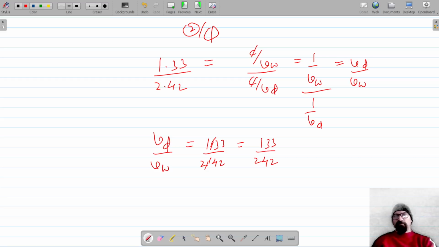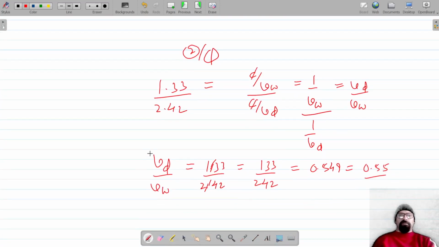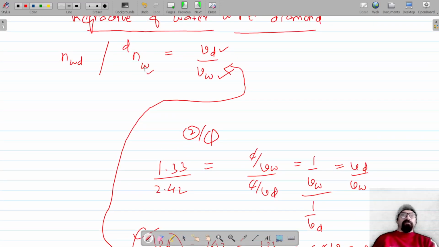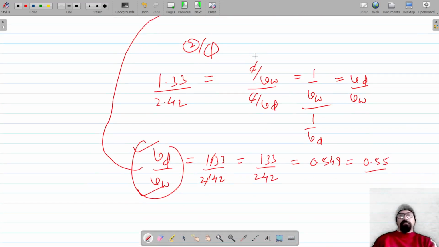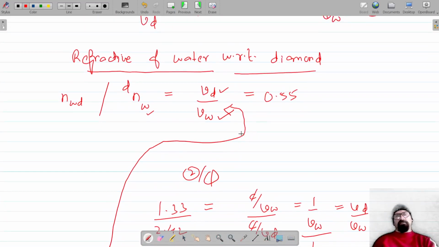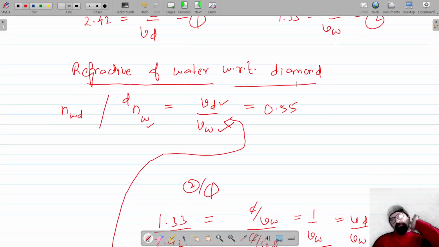So 133 divided by 240 is equal to 0.549, and I can round it off to two decimal places. This is 0.55. So 0.55 is the speed of light in diamond divided by the speed of light in water, and this is the refractive index of water with respect to diamond. So our answer is 0.55. This is how you find out the refractive index of water with respect to diamond.